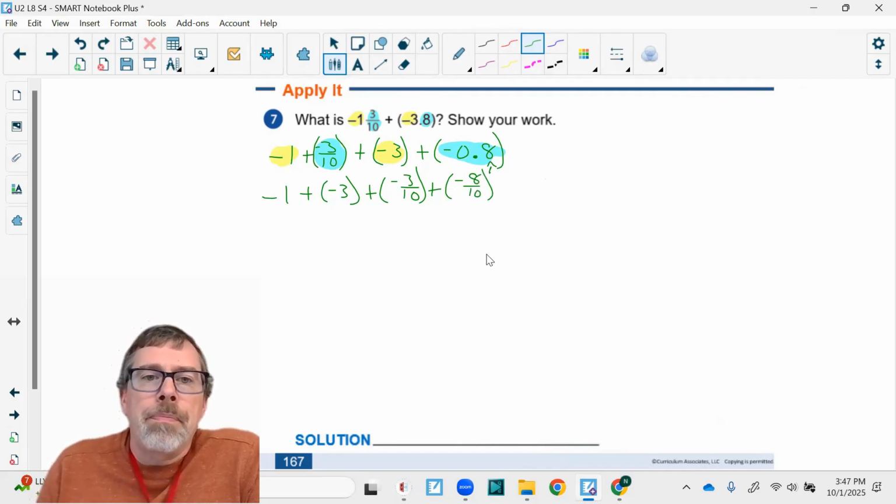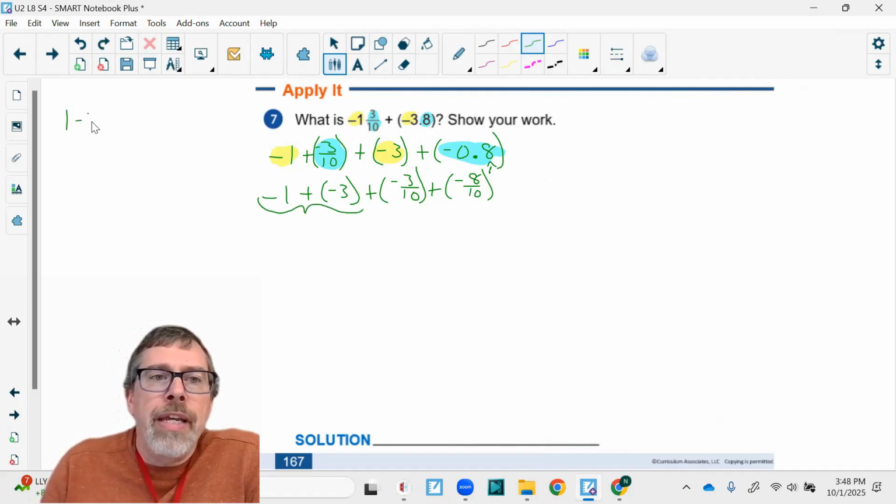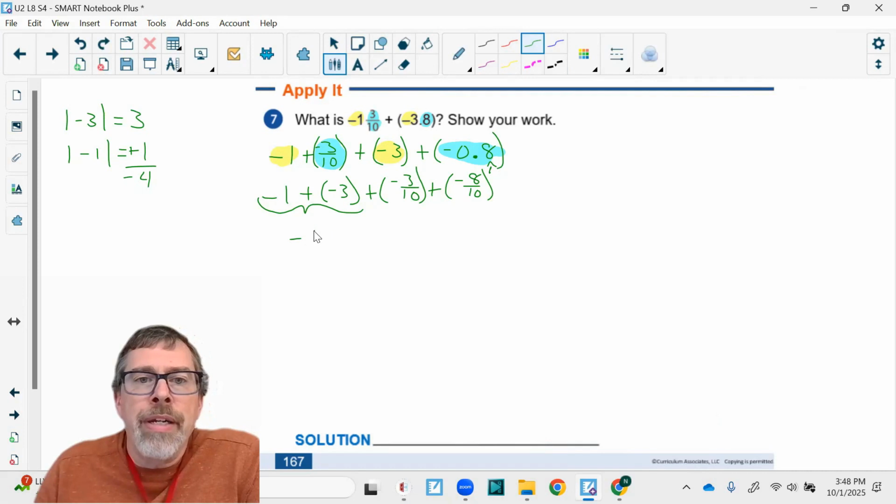All right. Now I'm going to combine these two. Absolute value of -3 is 3. The absolute value of -1 is 1. Signs are the same. We add, we get 4. Take the sign of the two numbers and we get -4.